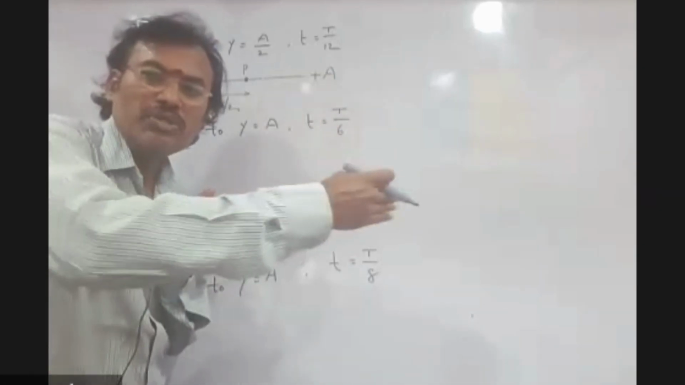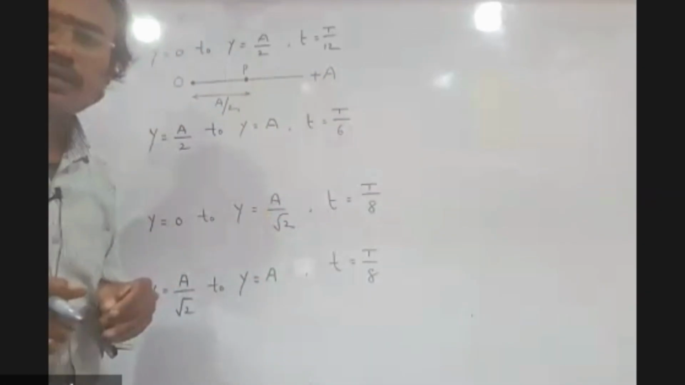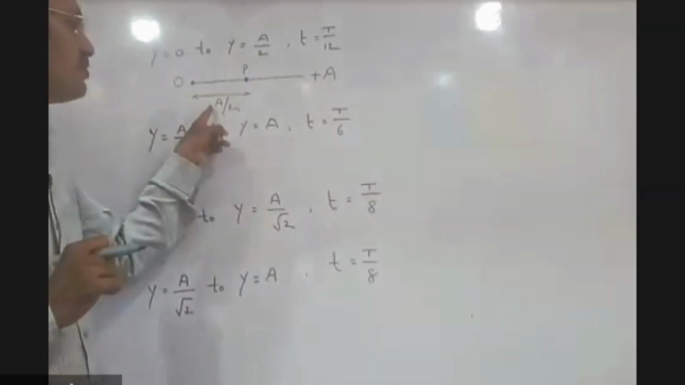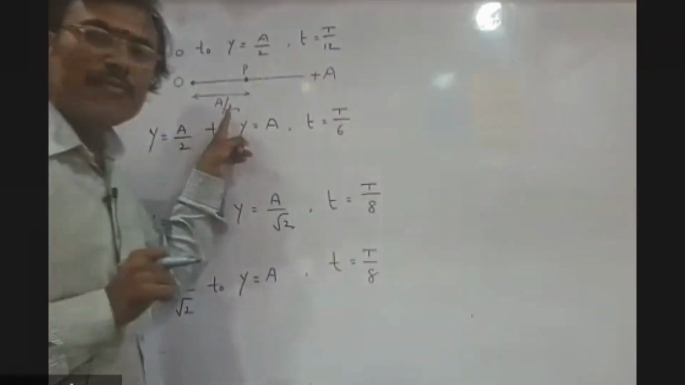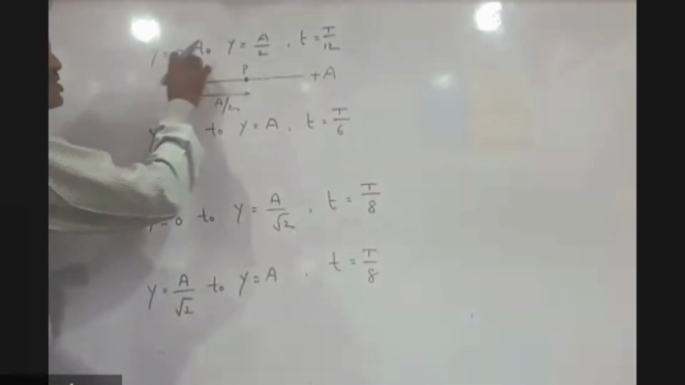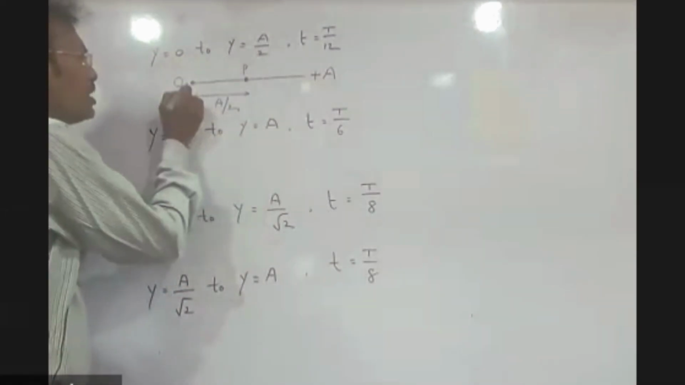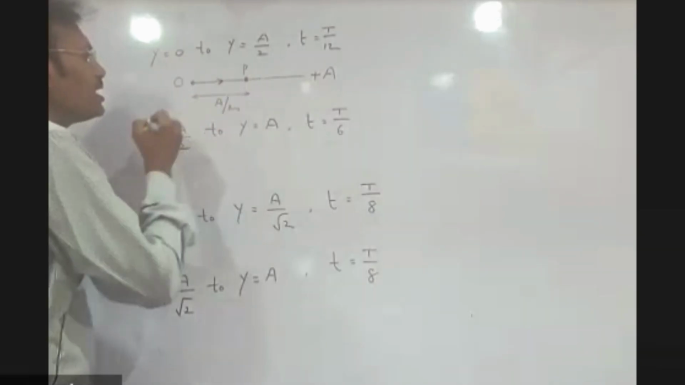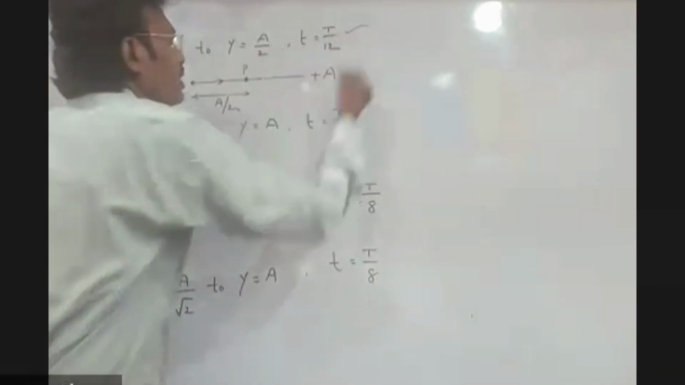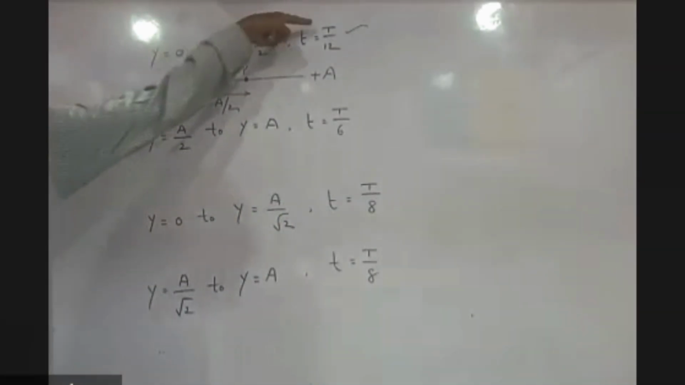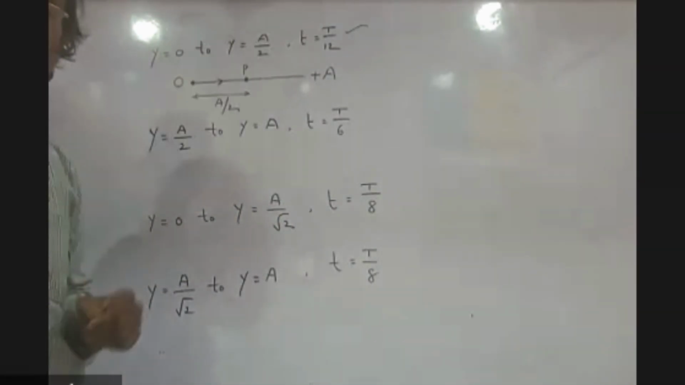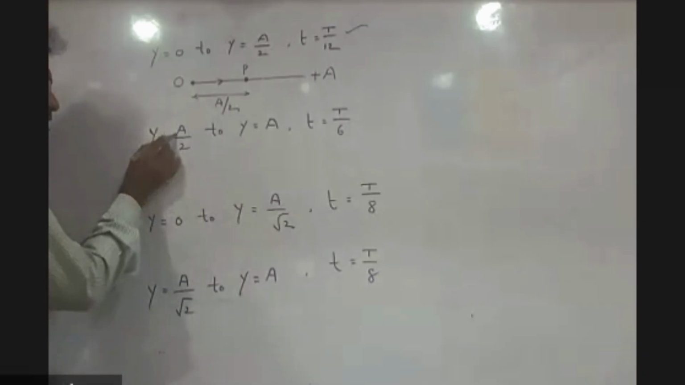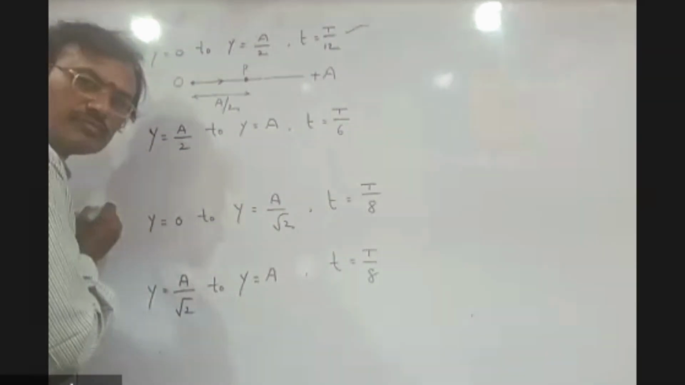One end of the extreme position is at a distance a, and in that I am taking half. So half is y is equal to, what's the value here? A by 2. So from y is equal to 0 to y is equal to a by 2, from here to here, the time taken by the particle is, what's the time? T by 12. Capital T is the time period here. Next, from where to where is it traveling again? A by 2 to a.